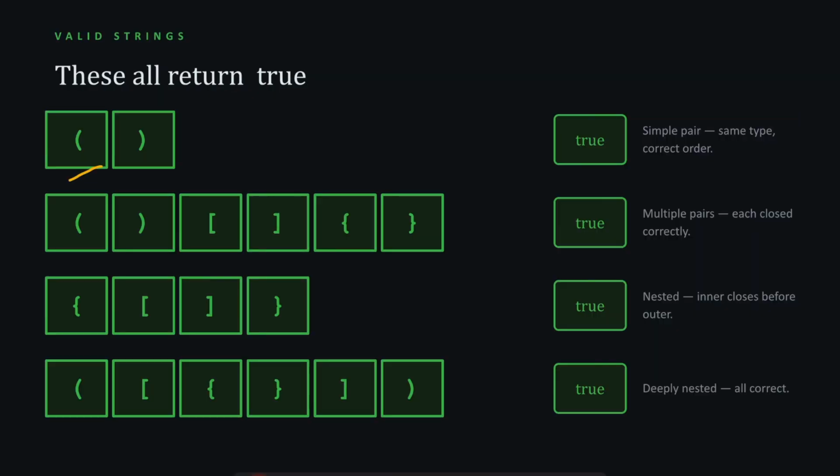Let's start simple. Just an open parenthesis and a close parenthesis. This is a simple pair, same type and correct order. So this is a valid string. Coming to the next example, we have open parenthesis, close parenthesis, open bracket, close square bracket of the same type, and then open curly brace and close curly brace. That's also a valid string.